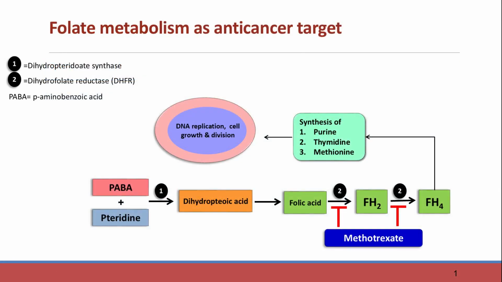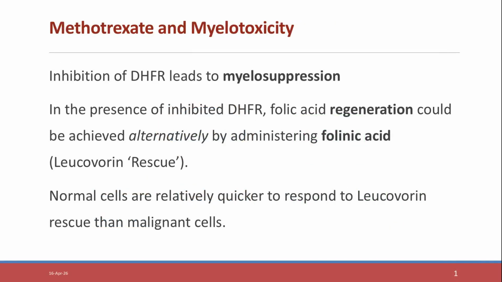Methotrexate inhibits DHFR, preventing tetrahydrofolate formation and halting DNA synthesis. No folate means no DNA synthesis and no cell division. Inhibition of folate metabolism affects normal cells as well, particularly bone marrow, leading to myelosuppression. This is a major dose-limiting toxicity.